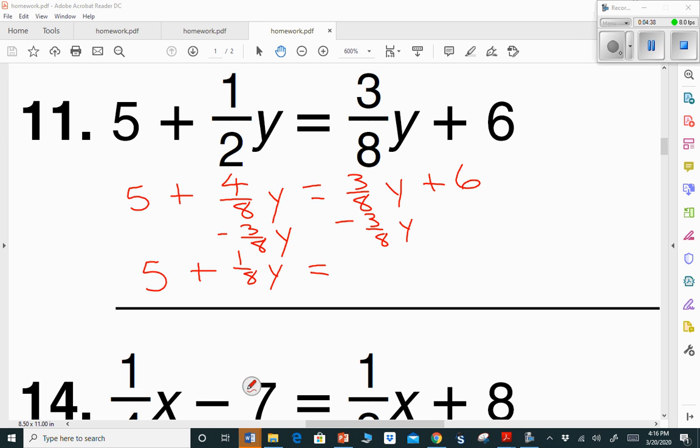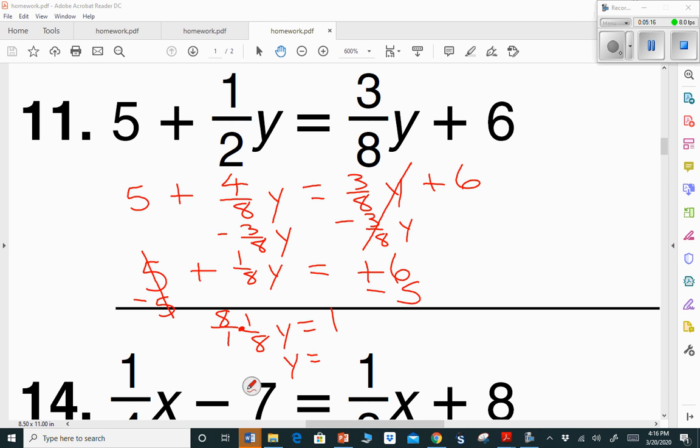Bring down your equal sign. This goes away, which is why we did that. Plus 6. Okay, we're still trying to get y by itself. And so that it's got this 5 over here. So we're going to subtract 5 from both sides. This goes away. 1/8 y equals 1. And then to get rid of the 1/8, the fraction in front of a variable, you multiply by the reciprocal, which would be 8 over 1, which boils down to 1y, or just y.